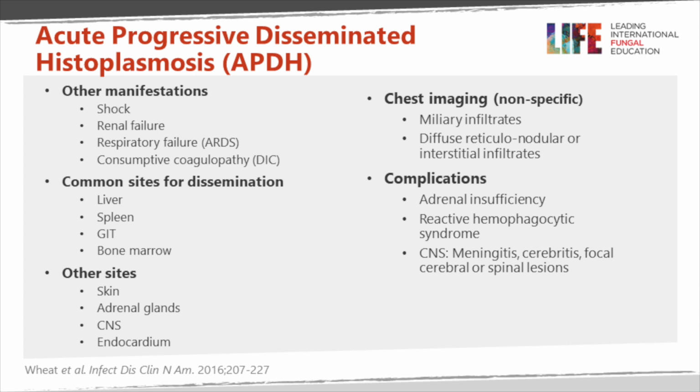You may find skin lesions. They may be found in the adrenal glands, on the CNS or the endocardium. On chest imaging, miliary infiltrates are seen occasionally in patients, but you can also get diffuse reticular nodular or interstitial infiltrates in some patients. Some patients suffer adrenal insufficiency along with this shock syndrome, and so corticosteroid replacement may be life-saving. And some get reactive hemophagocytic syndrome, and you can also get various CNS features, which are challenging in terms of management.